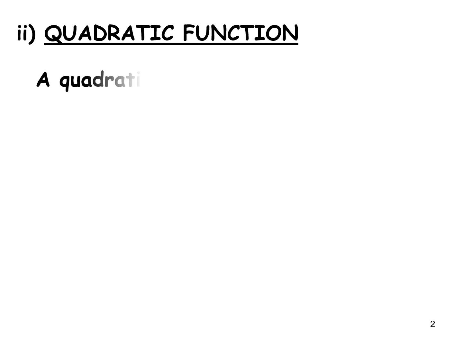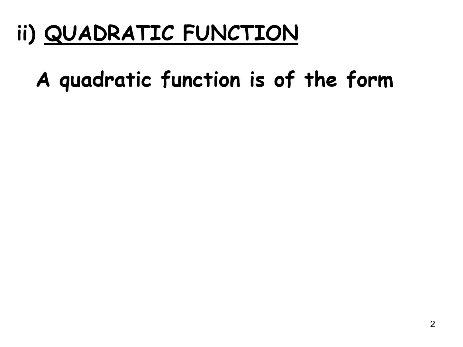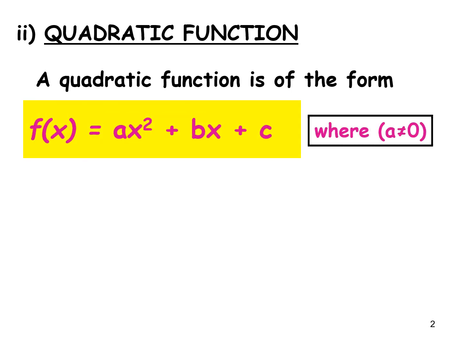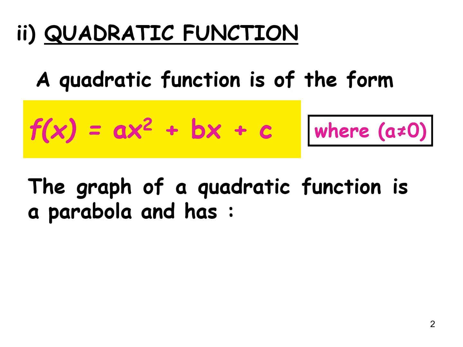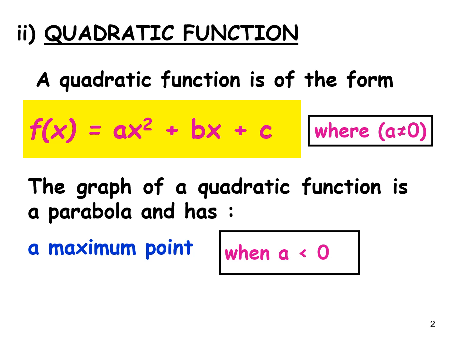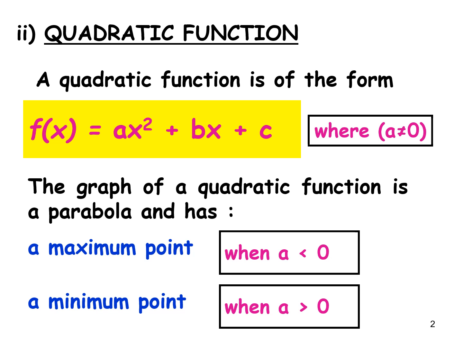Okay, quadratic function. What is the definition of a quadratic function? A quadratic function is a function of the form f(x) equals ax squared plus bx plus c, where a cannot be 0. The graph of a quadratic function is a parabola and has a maximum point when a is less than 0 and a minimum point when a is greater than 0. So these are the shapes: minimum and maximum.